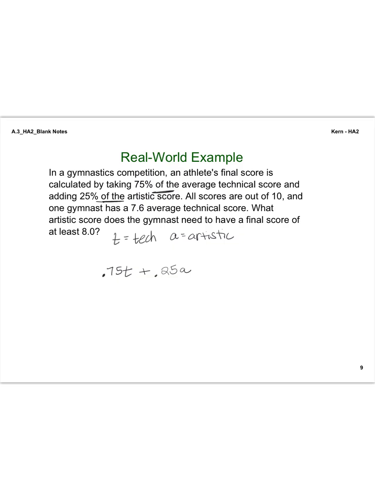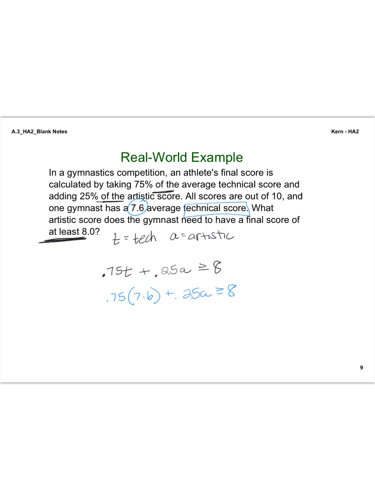Okay, and then let's see, what artistic score does the gymnast need to have a final score of at least 8? So at least means greater than or equal to, because it can be 8 or bigger than 8. Okay, we have one other number that's thrown in there for us, and it's that 7.6. They're telling us that that is the technical score, so we're going to plug that in for T. Okay, 0.75 times 7.6. This is why I hate decimals. Plus 0.25A greater than or equal to 8.